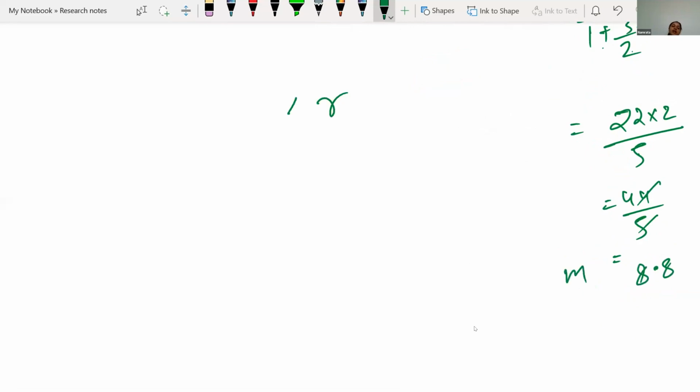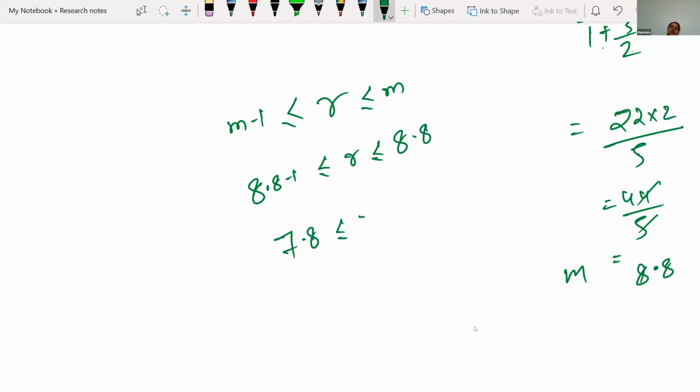We know r is lying in between m minus 1 to m. R is the rth term. Okay, which term? So 8.8 minus 1 means 7.8 to 8.8, right?